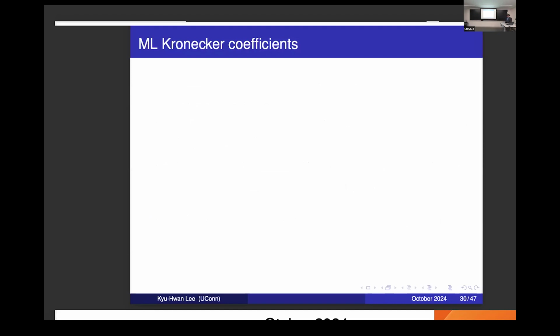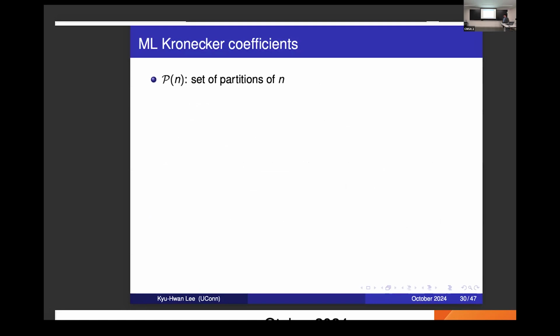So how can we set up a machine learning problem for this? Then, of course, the input should be, in this case, the triple of partitions. There may be other things. But anyway, that's the natural input data.